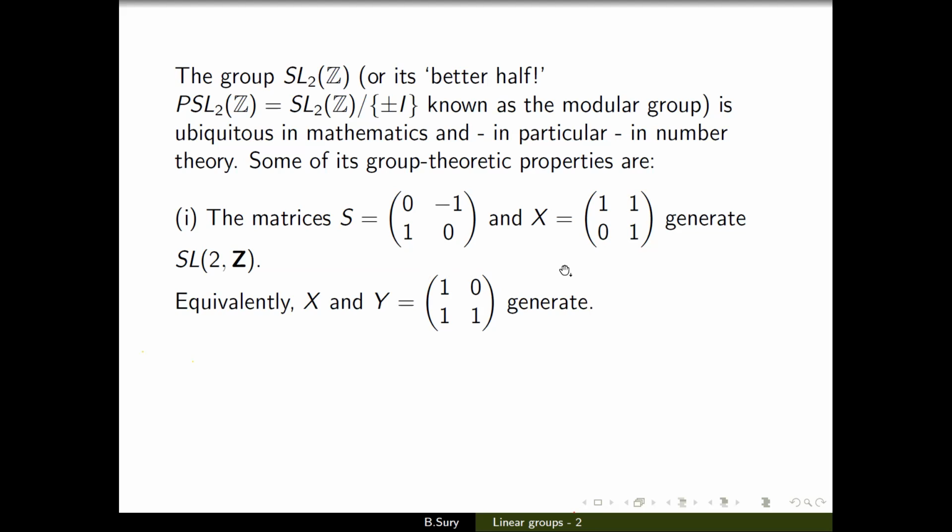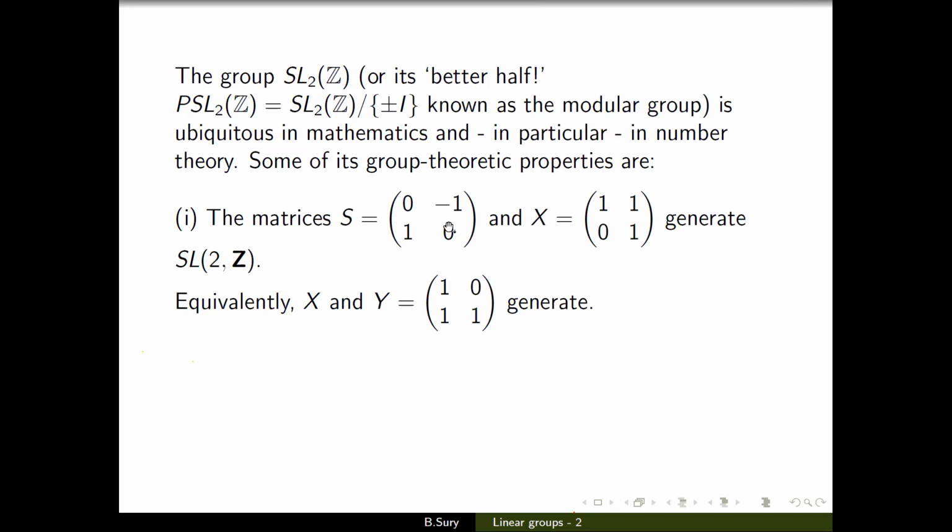For example, let's look at these two matrices. This is of determinant 1, this is of determinant 1. So both are in SL2Z. We want to say that these two generate it. So this is upper triangular and this is lower triangular. You can get this and this, X and Y generating is the same thing as S and X generating. You can just get one from the other.